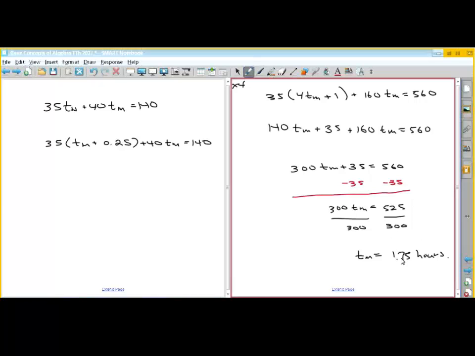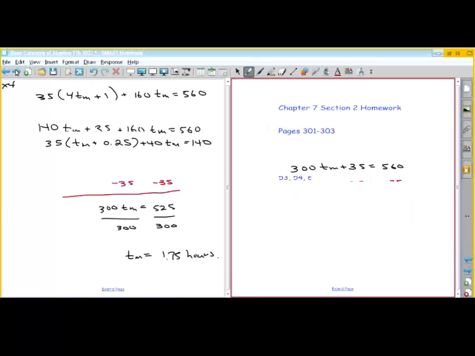And then we looked to see what they were actually asking for. And the actual thing they were asking for was not how long they were traveling, but at what time they reached a point where the total distance apart was the amount specified in the problem.